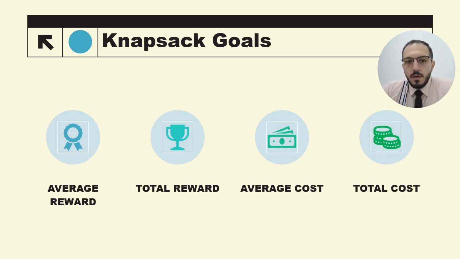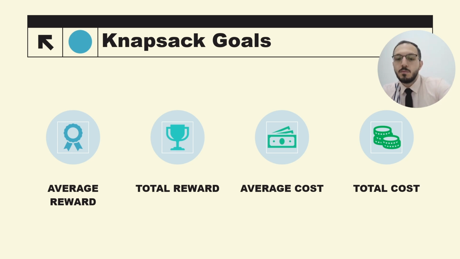This image helps us identify the different types of goals in a knapsack problem. It is either total reward maximization, so from my choices, I want the total reward to be as high as possible. Or, if I'm selecting X number of items, I want the solution with the highest possible average reward.